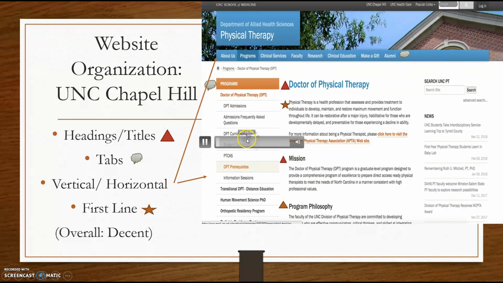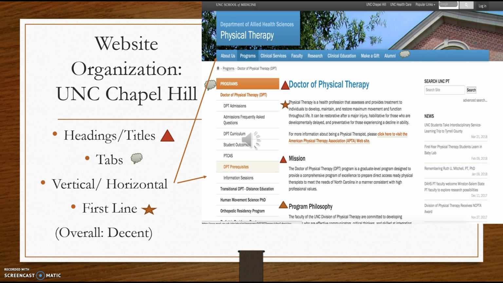First thing I want to look at is the website organization for the UNC Chapel Hill site. I'm going to look at four different criteria when considering the organization. The first is headings or titles. The first title that catches your attention is the Doctor of Physical Therapy. It's bold, it's blue, it easily catches your attention, that's well done. But the subtitles of mission and program philosophy are small. They're not colored, they don't stand out terribly from the body of the text. This could be done a little better.